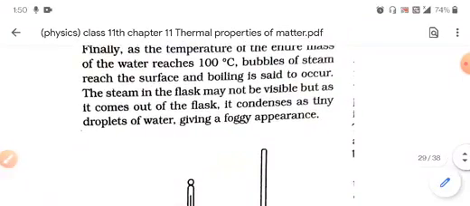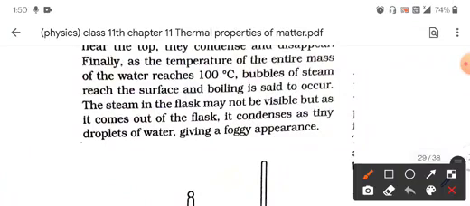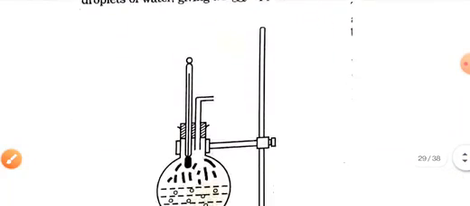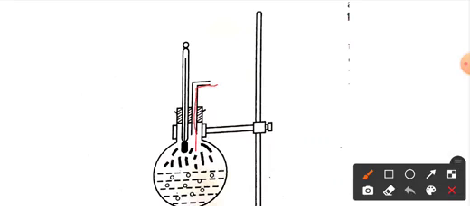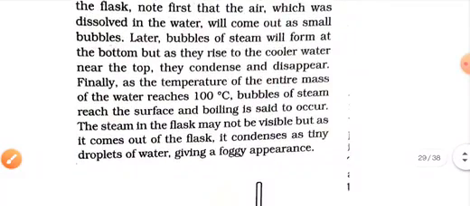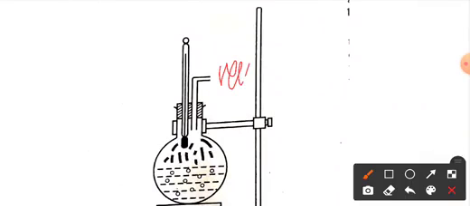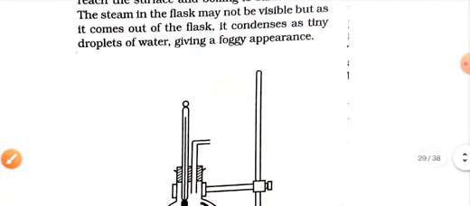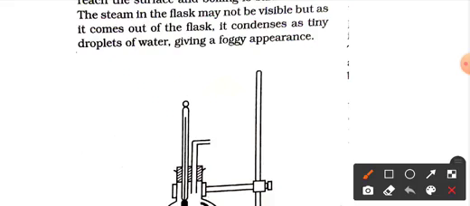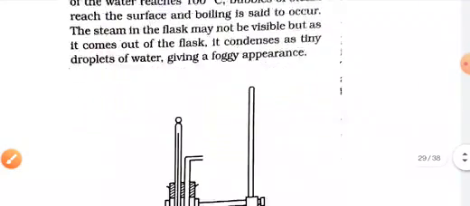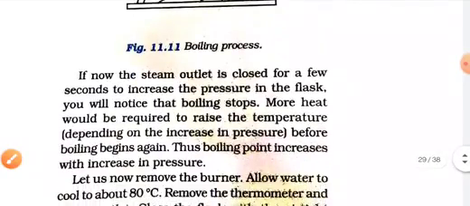Boiling will occur. The steam in the flask may not be visible. Steam which is generated in the flask will not be visible, but as it comes out of the flask, it condenses as tiny droplets of water. When this steam comes out from the flask, it converts into tiny water droplets, because here the temperature will be lower, so they are converted into liquid droplets, giving a foggy appearance. From that we can understand that the water is converted into steam.